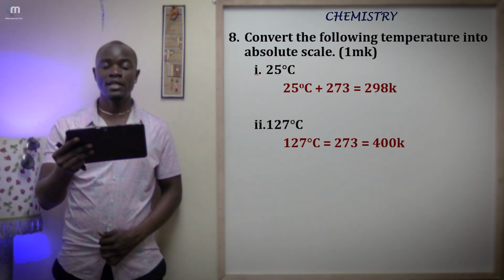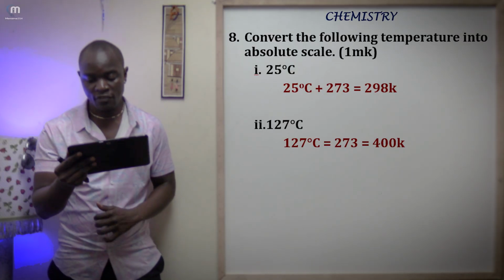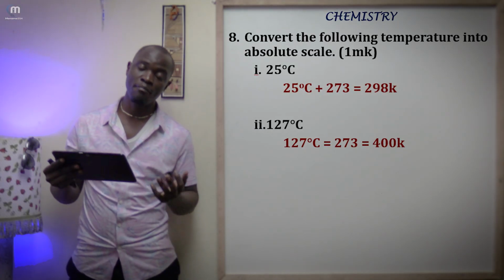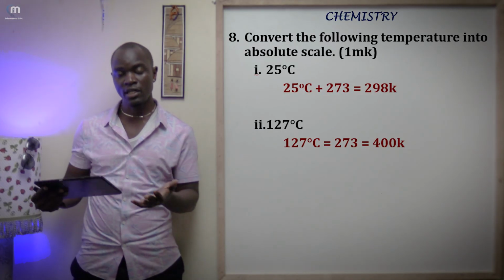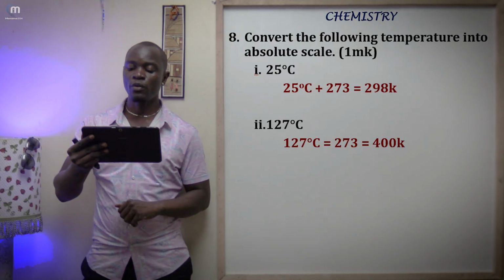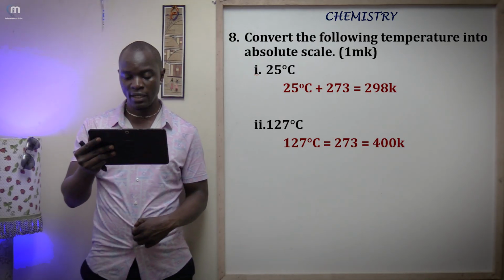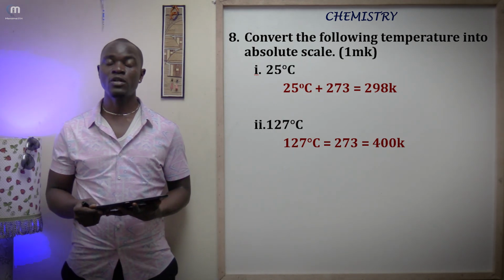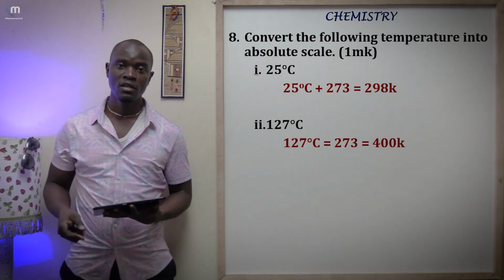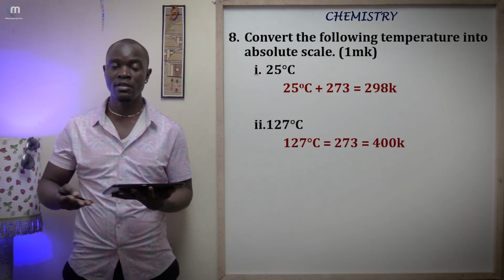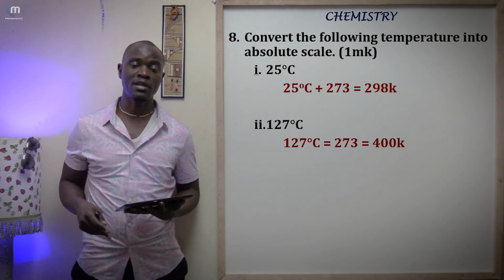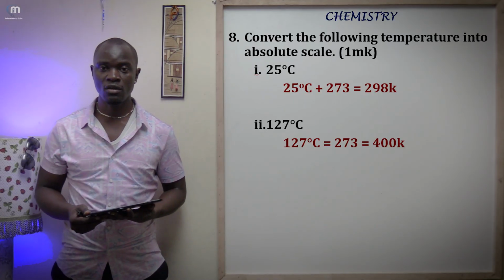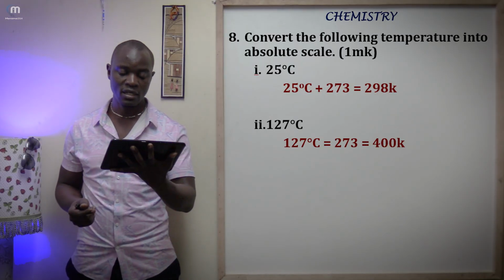So we go to the next number, which is number 8. We have been told, convert the following temperature into absolute scale. Absolute scale means you convert it to Kelvin. The first one was 25 degrees Celsius. How will you convert 25 degrees Celsius to absolute scale? You are just going to add 273. Simple, just like that. You just punch these numbers in the calculator and you have your marks. So 25 plus 273, you're going to get 298 Kelvin.